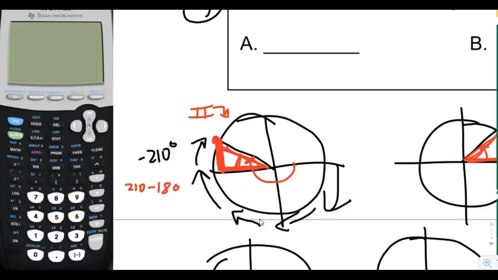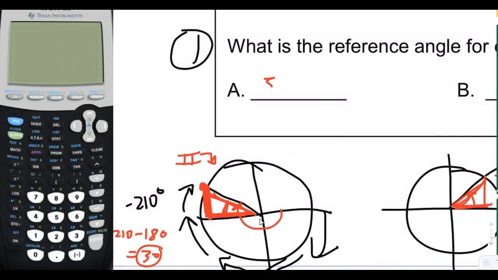Because 210 degrees is 30 degrees past 180. The answer is 30, okay? So our reference triangle has a reference angle of 30 degrees, okay? You would not write negative 30 degrees. The reference angle is always between 0 and 90, okay?